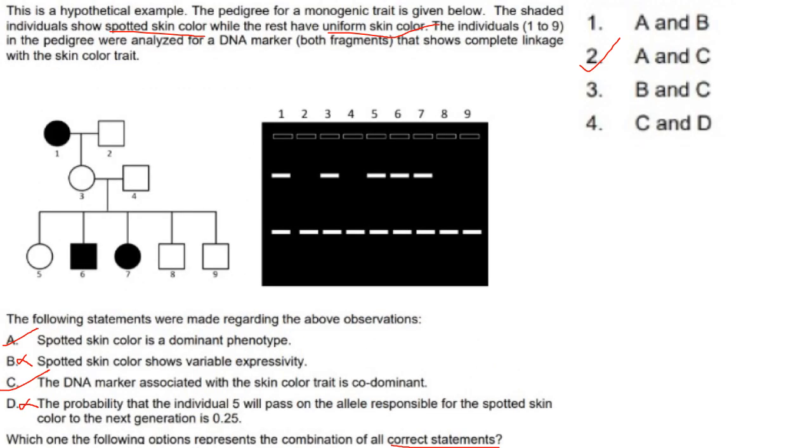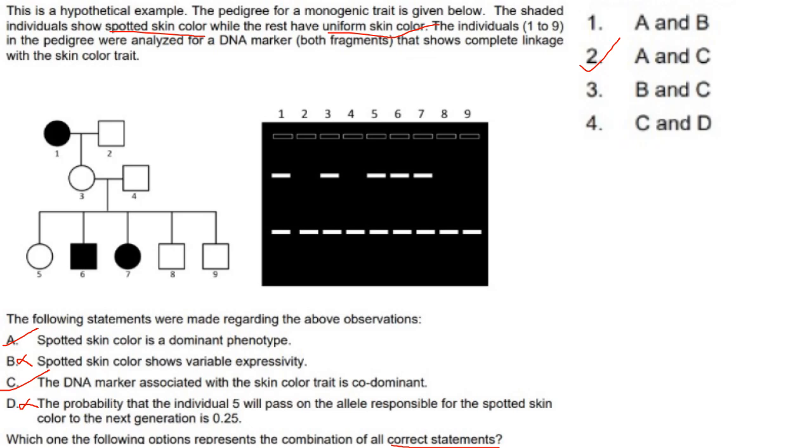Then next one. This is a hypothetical example. The pedigree for a monogenic trait is given below. The shaded individual shows spotted skin color, while the rest have uniform skin color. The individuals 1 to 9 in the pedigree were analyzed for a DNA marker, where the fragments show complete linkage with the skin color trait. The following statements were made regarding the above observation. Which of the following represents the combination of all correct statements?